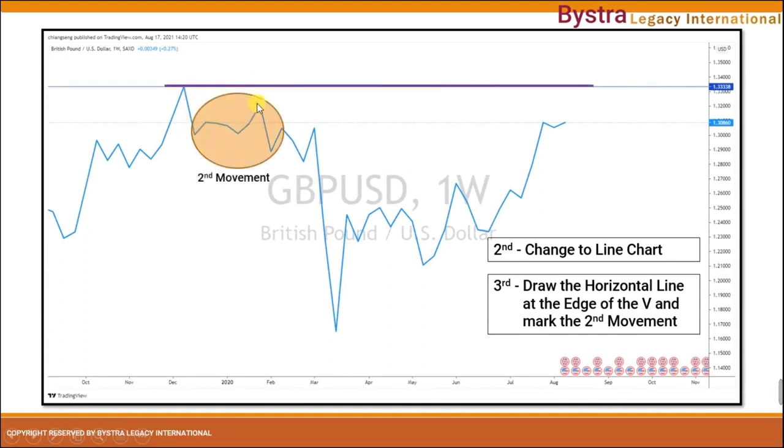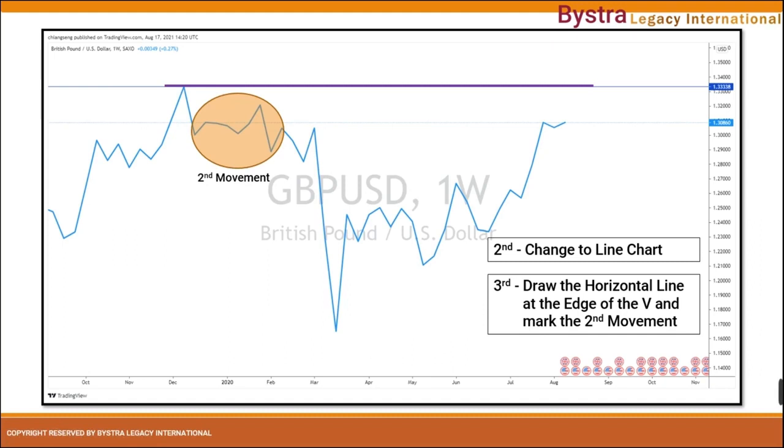So I will choose this area as a second movement. As I said in my previous videos, the second movement doesn't have to be an L like this. It can just be this whole area as a second movement. The most important part is that I have a second movement, no matter how it looks, that convinces me that this will be a strong resistance.